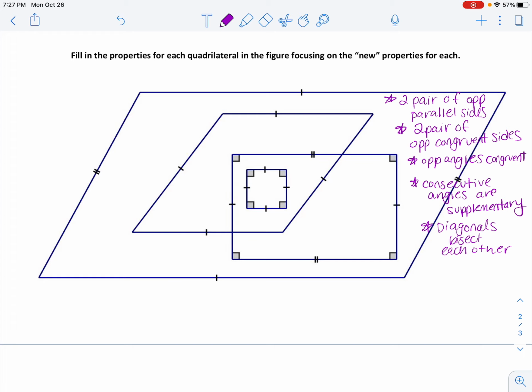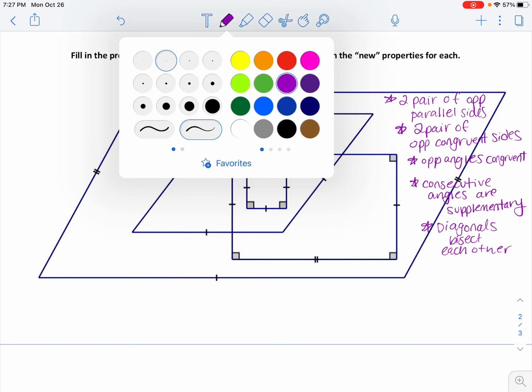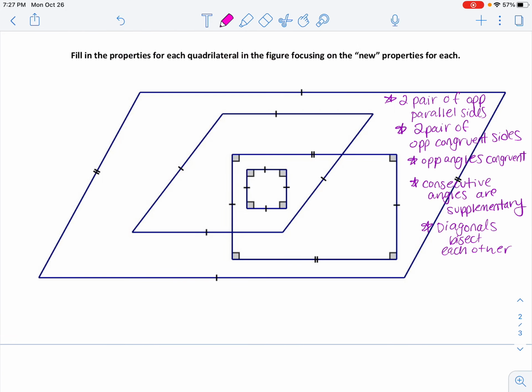And now a rhombus, a rectangle, and a square are all types of parallelograms, so they all have those 5 properties. But they just have a few extras on their own. So let's look at the rectangle next. What is the property that makes the distinction between a parallelogram and a rectangle? What's the one extra thing that a rectangle has? A rectangle has 4 right angles.